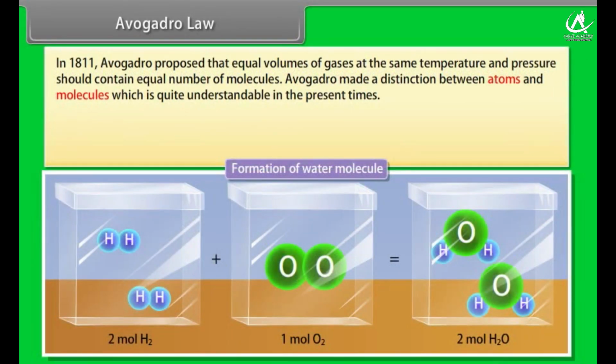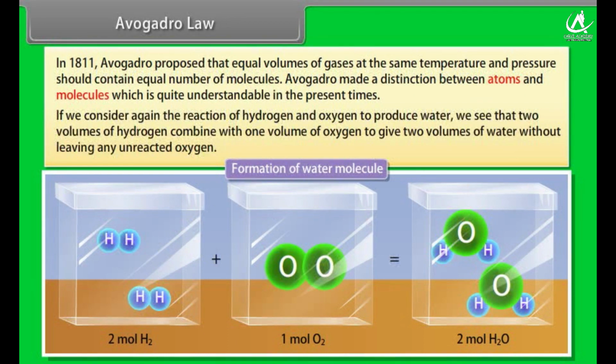Avogadro's law. In 1811, Avogadro proposed that equal volumes of gases at the same temperature and pressure should contain an equal number of molecules. Avogadro made a distinction between atoms and molecules, which is quite understandable in the present time. If we consider again the reaction of hydrogen and oxygen to produce water, we see that 2 volumes of hydrogen combine with 1 volume of oxygen to give 2 volumes of water without leaving any unreacted oxygen.